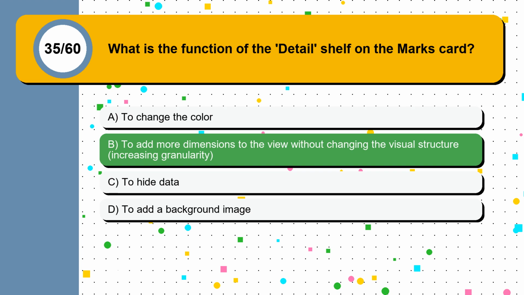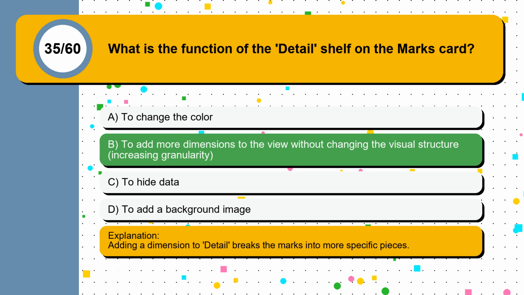The correct answer is option B, to add more dimensions to the view without changing the visual structure, increasing granularity. Adding a dimension to detail breaks the marks into more specific pieces.